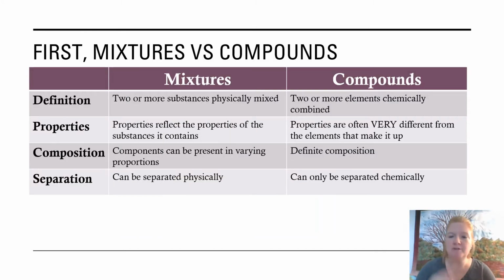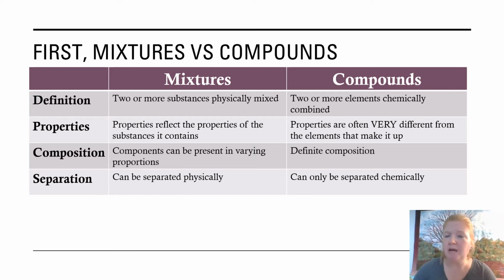Okay, first, mixtures versus compounds. Mixtures are two or more substances physically mixed. Compounds are two or more elements chemically combined. Properties: the properties of a mixture reflect the substances it contains, so salt water has properties of water and salt. For compounds, the properties are very different from the elements that make it up. So the properties of hydrogen gas and oxygen gas are very different from the properties of water.